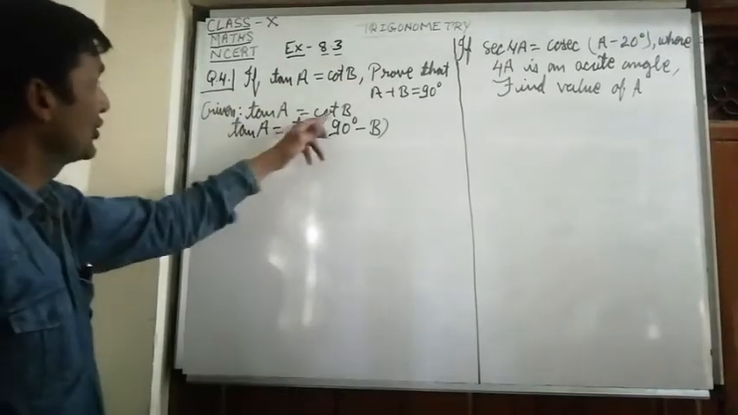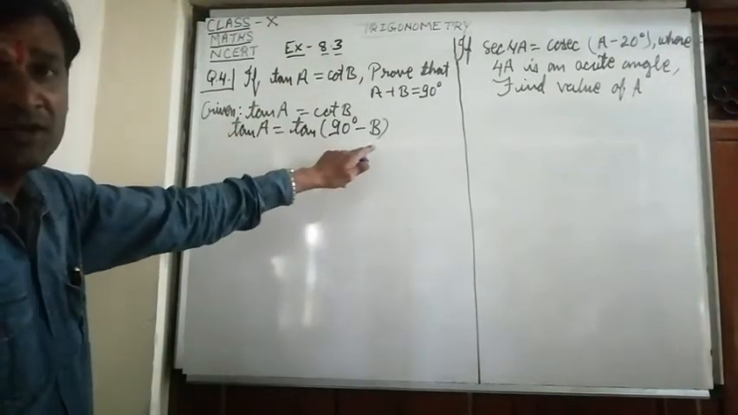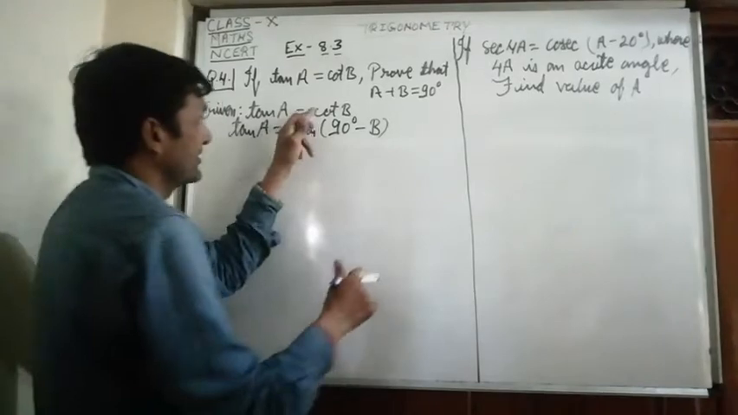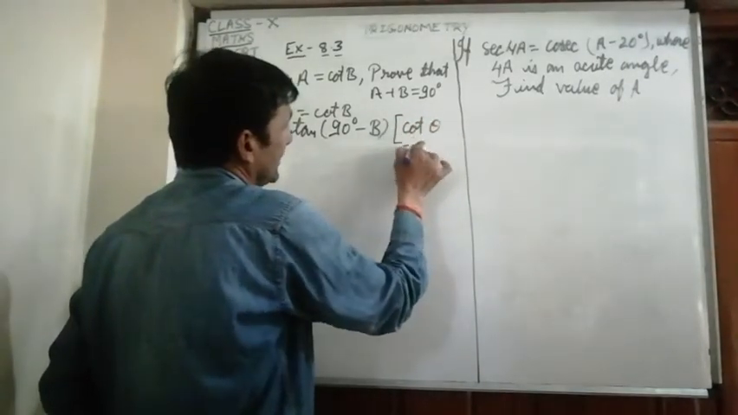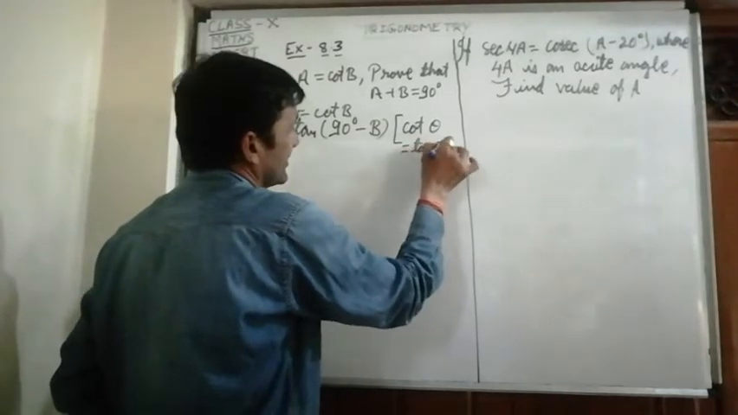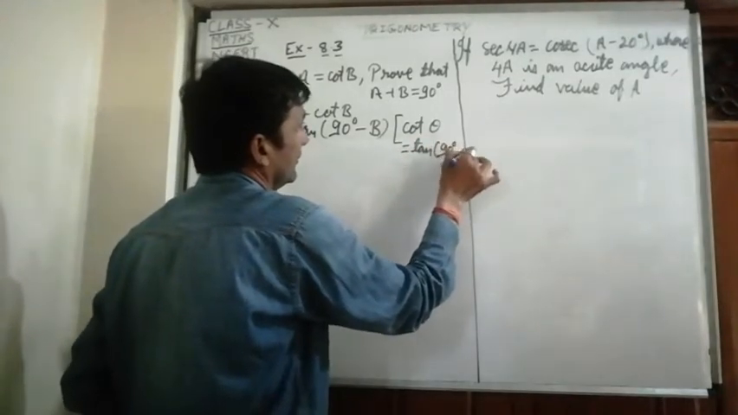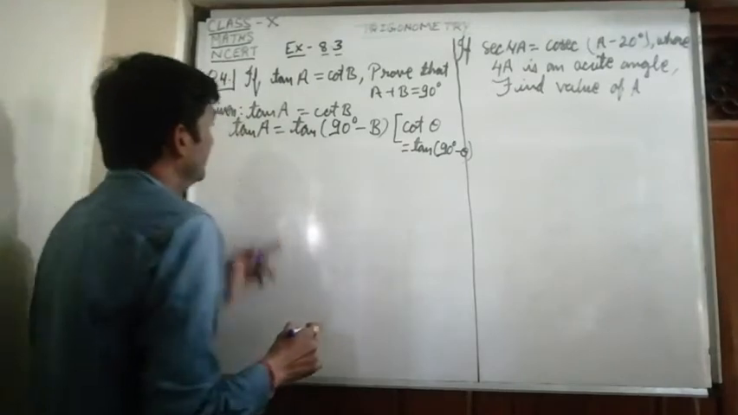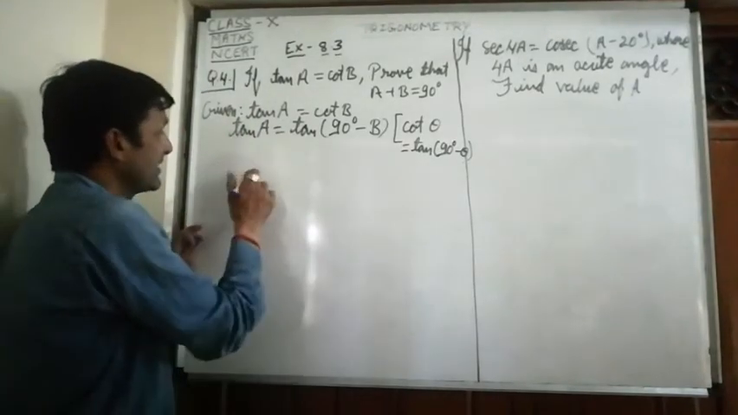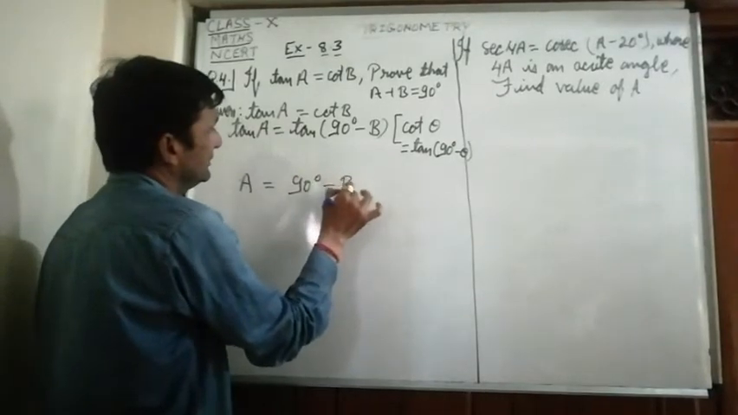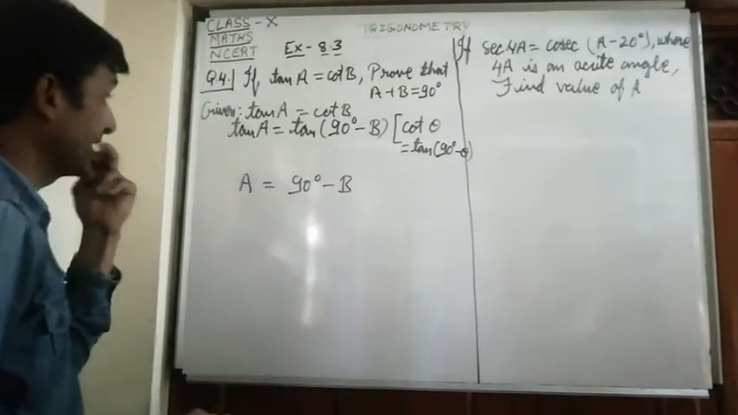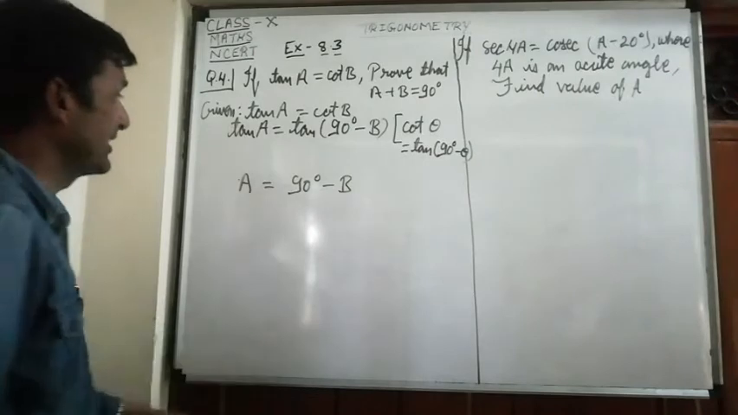So tan a is equal to cot b means tan a is equal to tan (90 minus b) we can write, because tan (90 minus theta) is cot theta. So we may write cot theta is equal to tan (90 minus theta). This is the applied formula. So tan will be cancelled on LHS and RHS. Then a is equal to 90 degree minus b.